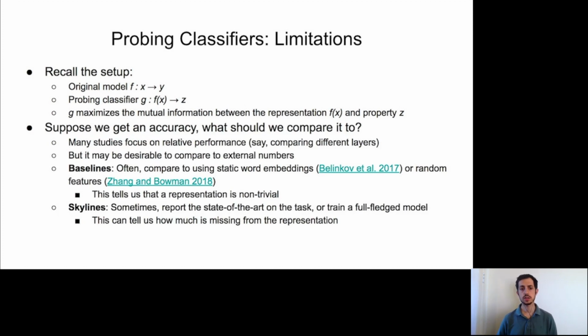It's also useful to look at some oracle numbers or skylines. Many people would report the state of the art on the task. So we would try to compare the performance of the classifier trained from some representation to a dedicated model solving the task, so perhaps a dedicated morphological tagger. And this can tell us how much is missing from the representation, or what's the best that you could possibly achieve, or how close you are to the task.